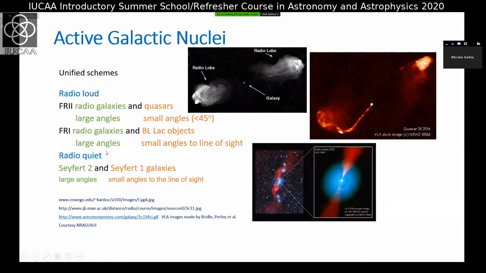Here, the large angles are put in green and the small angles to the line of sight I put in orange. And as I mentioned, you cannot turn an FR1 into an FR2 or a Seyfert with a host galaxy into a radio galaxy. So you need different kinds of unified schemes to understand the dichotomy in these different categories of active galactic nuclei. So I will stop there.